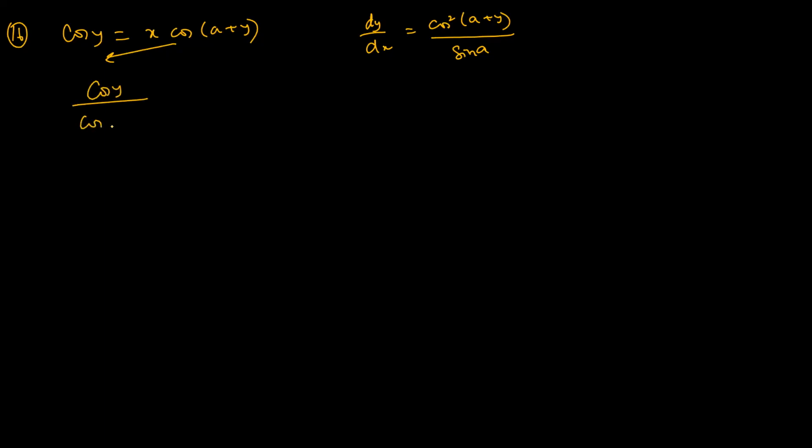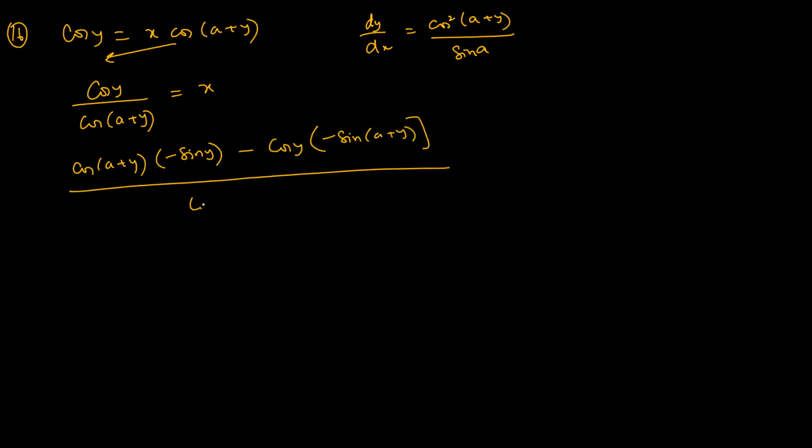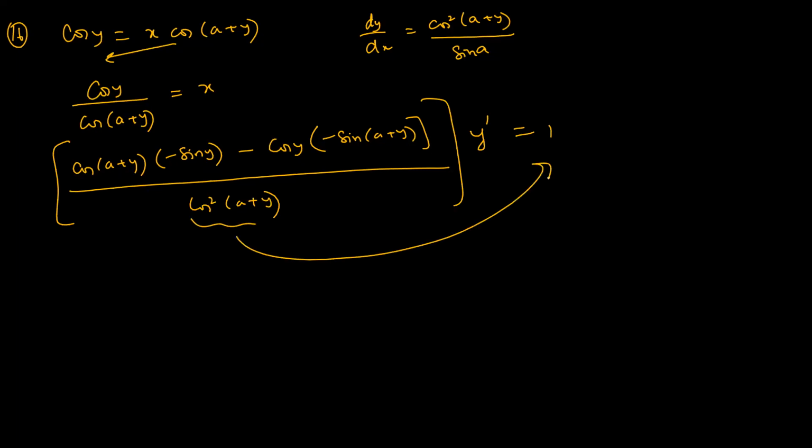Cos y divided by cos of (a plus y) is x. Differentiate it directly, u by v. So cos of (a plus y) into minus sine y, then minus cos y into minus sine of (a plus y), the whole divided by cos square of (a plus y). And everything will give you a y dash. I am assuming you understood this. Here the left side is equal to 1 and the right has y dash. Cos square (a plus y) goes to the other side. This whole thing is sine of a. So sine a cos b minus cos a sine b. Use that formula, you get sine a. Take it to the other side, you have that. Got it?